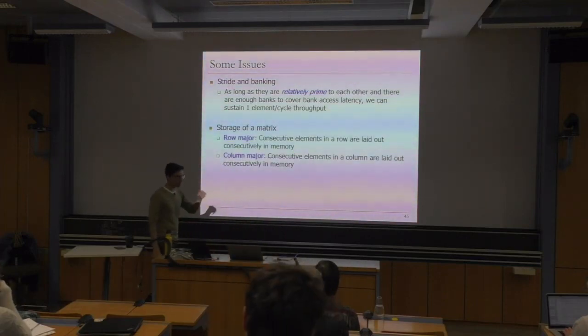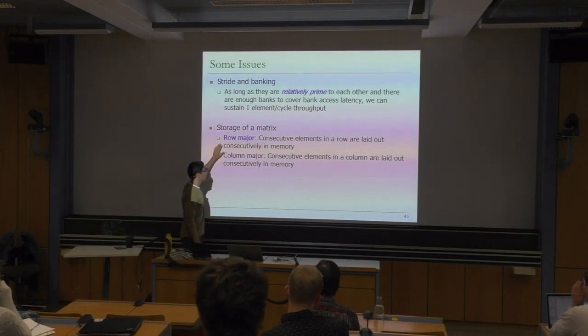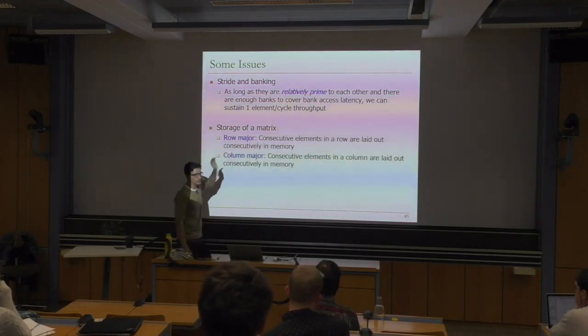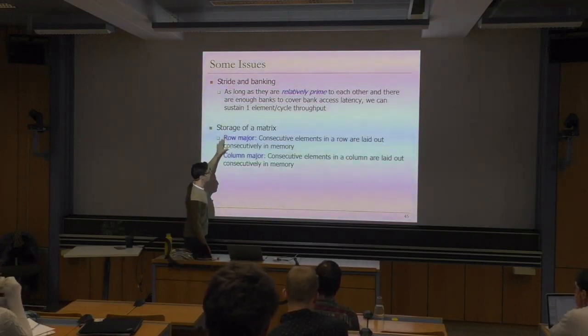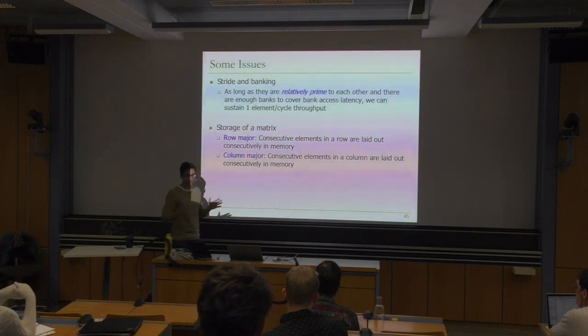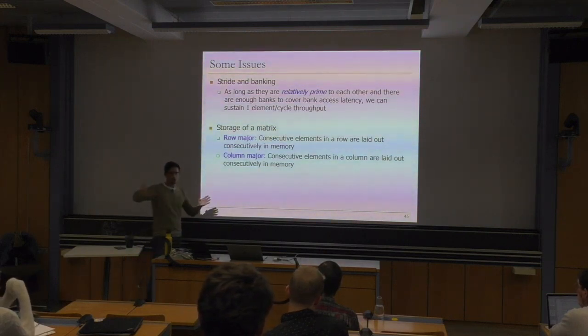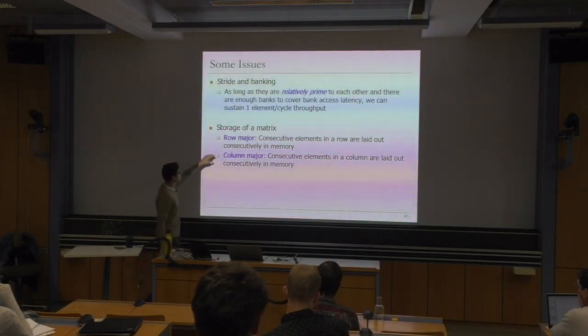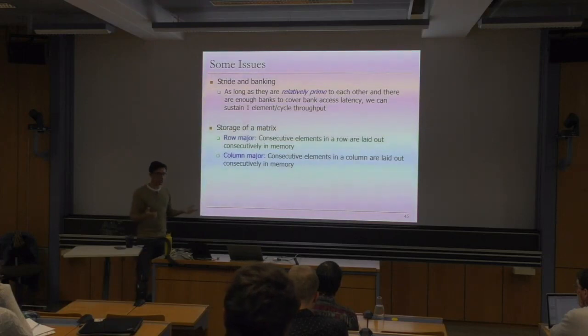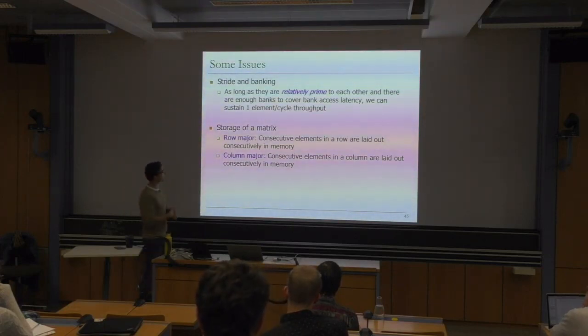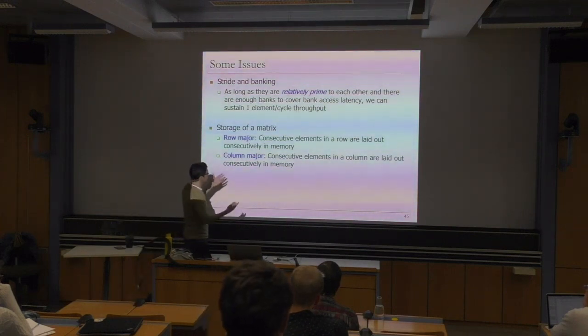Let's think about matrices, right? There are at least two possible ways that we can map a matrix into memory. Memory is a linear array. Addresses are linear, and matrices are not linear. They are two-dimensional. So how do we store the rows and the columns of the matrix into this linear memory? There are two possibilities, at least.